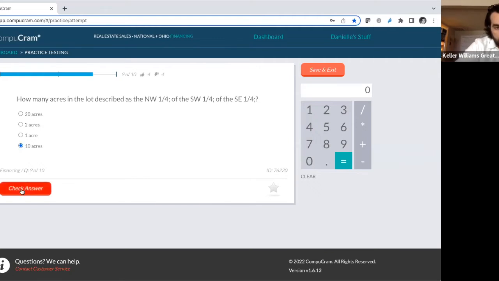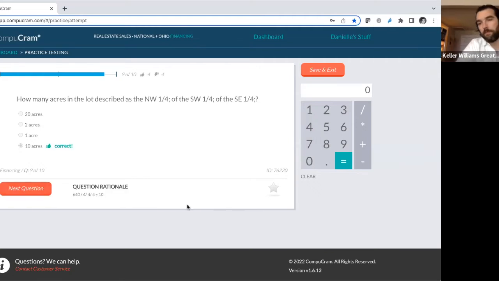All right, the D's have it, and that's correct. Remember, there are 640 acres in a section, and so we simply divide by the denominators each time. So a quarter of the section gets you to 160, a quarter of that gets you to 40, a quarter of that gets you to 10. If these were halves or eighths or quarters, you just divide into 640.